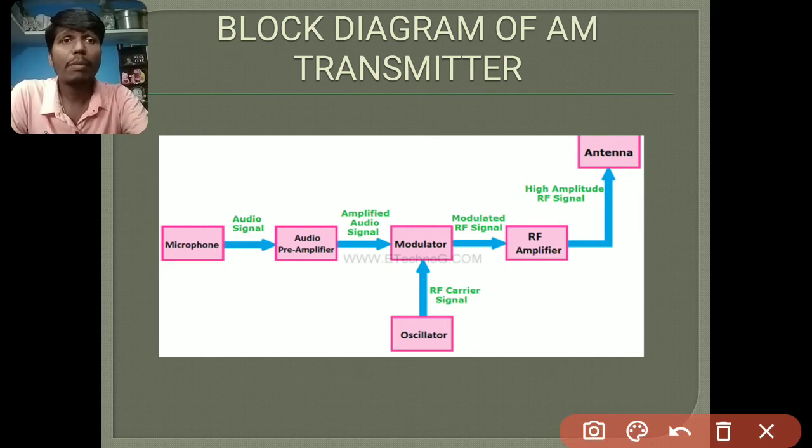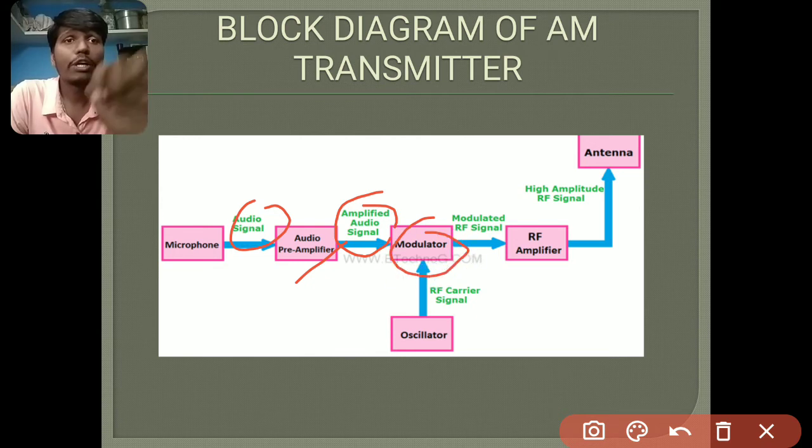In the pre-amplifier we apply the low frequency audio signals, then we get the amplified audio signal, then it goes to the modulator. The modulator converts the low frequency signals to high frequency signals, or superimposes the intensity of the signal on the output, that is the amplitude, frequency and phase. So we have to know the amplified audio signal comes to the modulator.